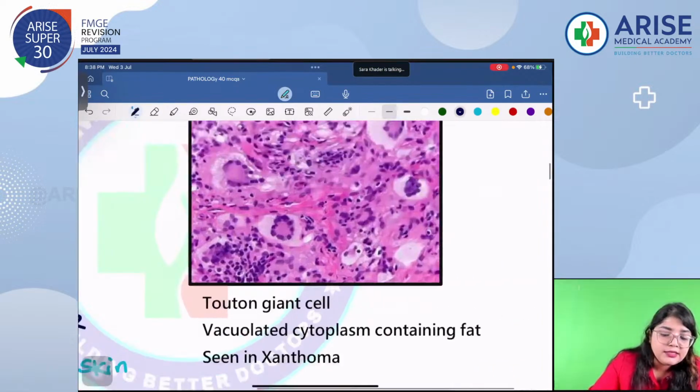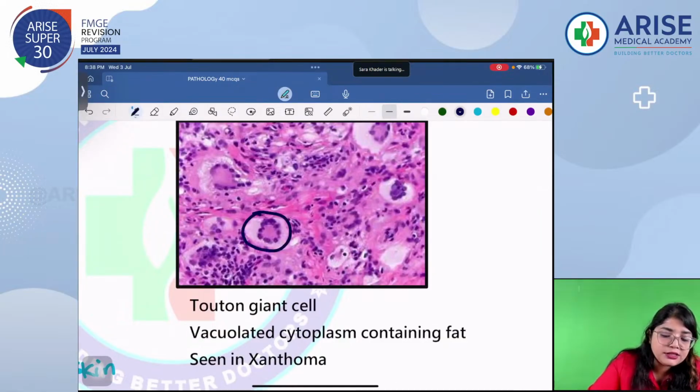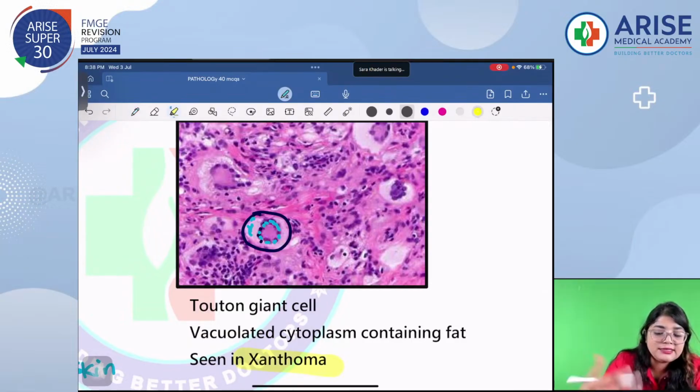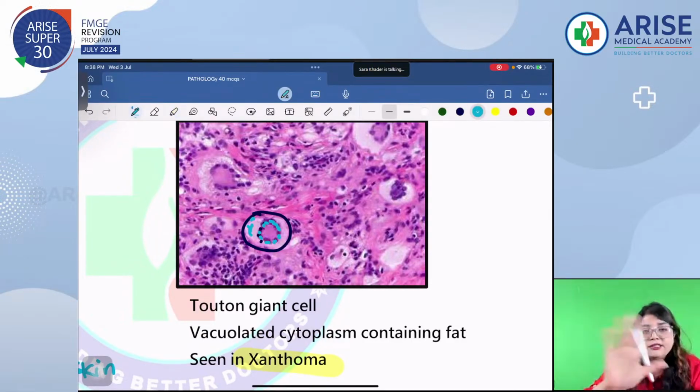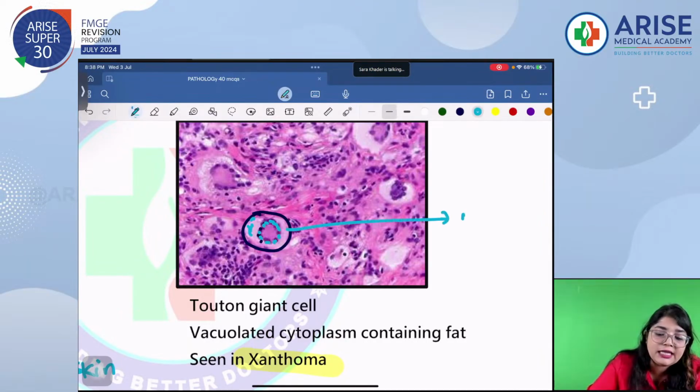What about this? Now this is your two-tone giant cell. If you can see, there are nuclei arranged in a circle with fat. The whiteness is nothing but lipid deposition. This is a two-tone giant cell seen in xanthoma. The cytoplasm is vacuolated with lipids. It is also known as the wreath-like arrangement of nuclei. Just be able to remember this.